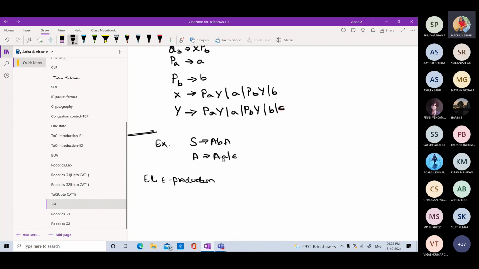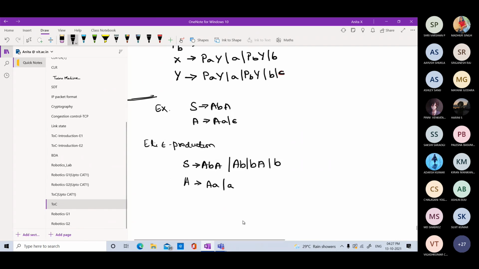A derives epsilon. So what we have to do? Here A is nullable, so we have to eliminate that production. So here X derives. Let me retain the original production first. And then if this A is nullable, I'll be having AB. If this A is nullable, then I'll be having BA. If both A's are nullable, then I'll be having just B. And similarly, if this A is nullable, I'll be having only A.